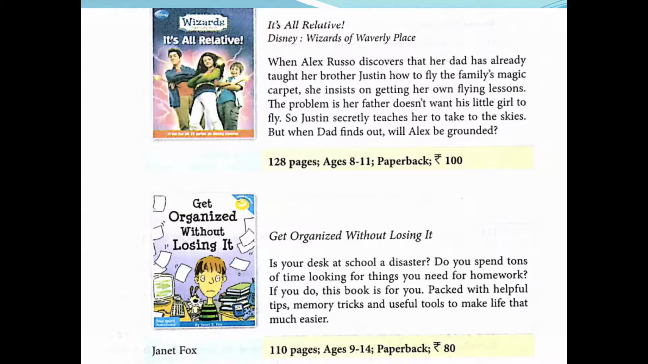Your table, where you keep your study books, your desk, is that all a disaster? Meaning, is it always scattered and you take time to find things? So this book can give you some tricks to manage your study table. It is a book packed with useful tips, memory tricks and useful tools to make life much easier. So this is a book which can tell you some tips and tricks to organize your books and the study table.